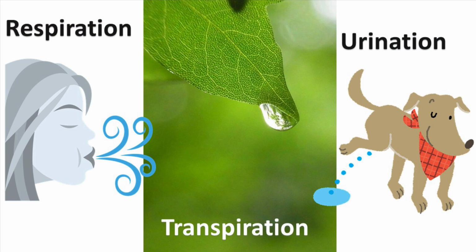When people and animals breathe, water vapor from our lungs is expelled into the atmosphere. So we drink water and it comes out one of two ways. We breathe it out or we pee it out through urination. Plants also get rid of excess water through a process called transpiration. These are important parts of the water cycle too.